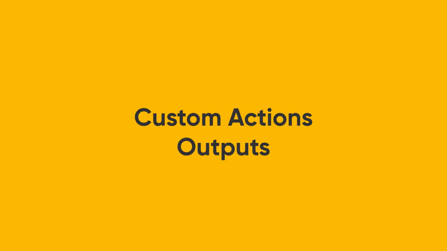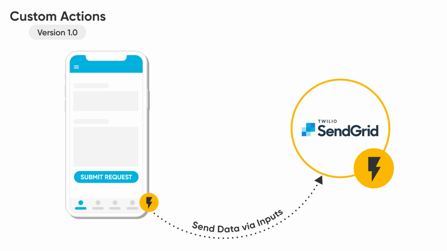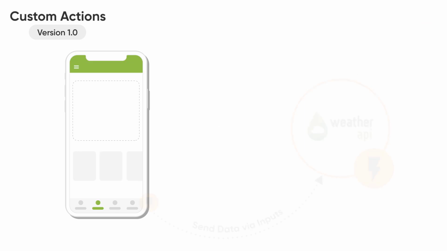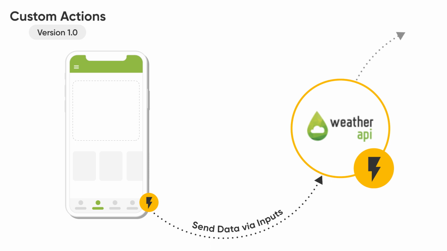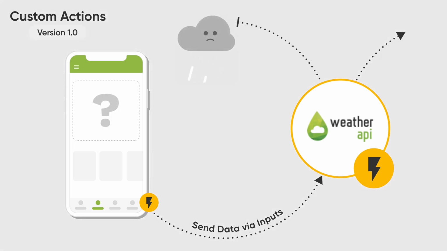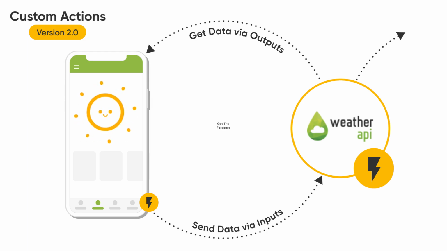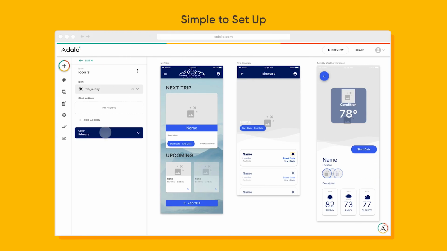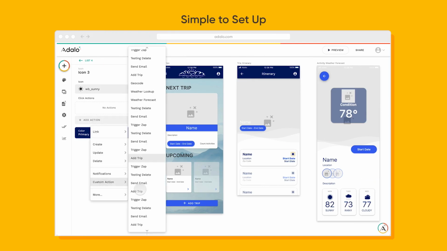Introducing custom action outputs, where you can send data to an API and you can now get it back. So in V1 of custom actions, you can send data to an API and that could trigger an action. But in that situation, if you wanted to bring the data back to your app, you unfortunately couldn't do it. So I couldn't get the weather forecast. But now with V2, you can actually get the forecast via outputs. And I'm going to show you how to set this all up in just about 60 seconds.